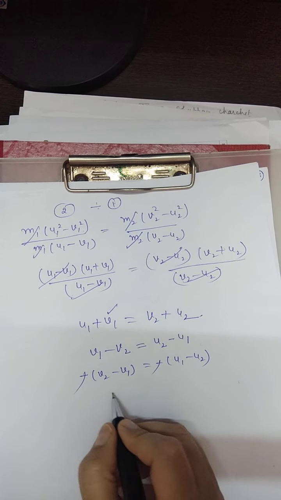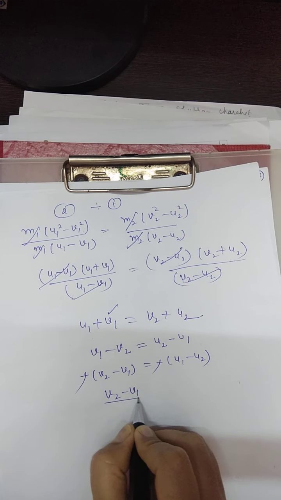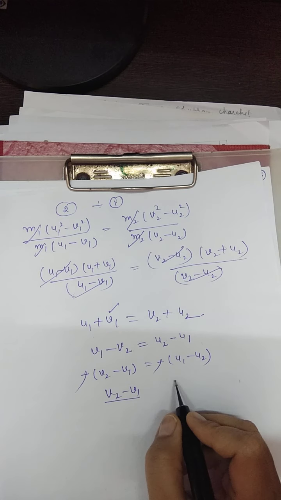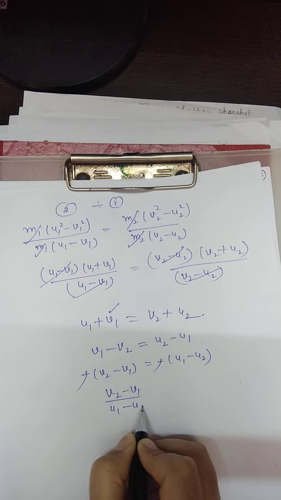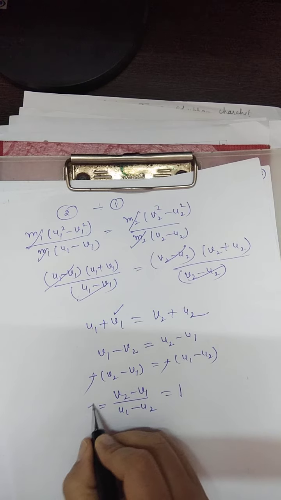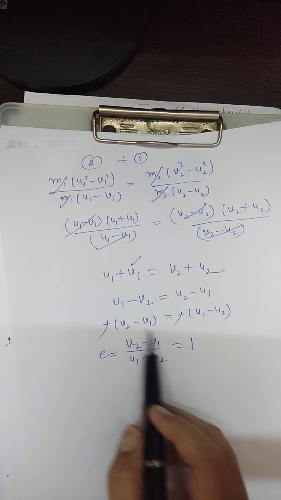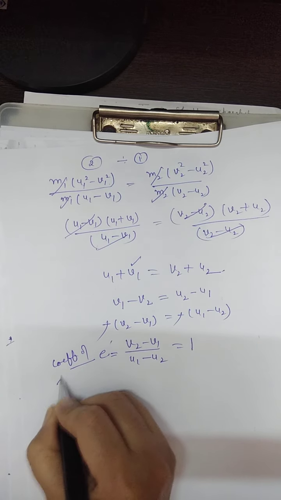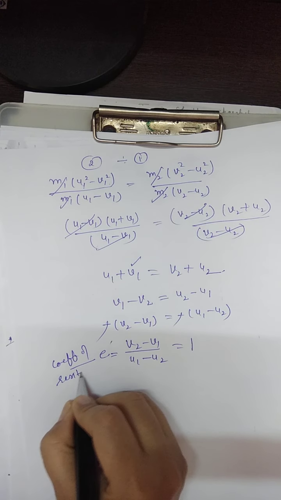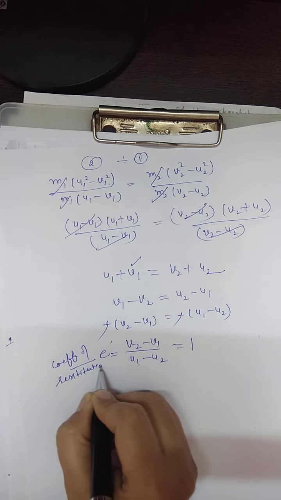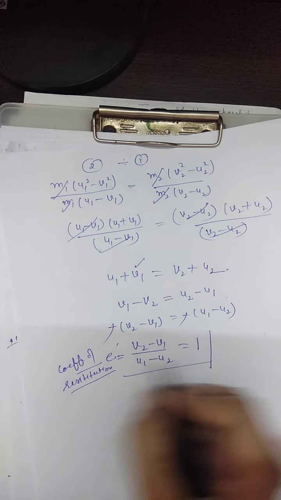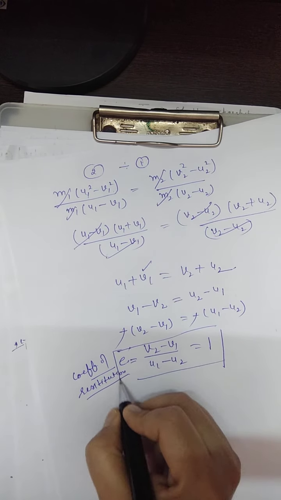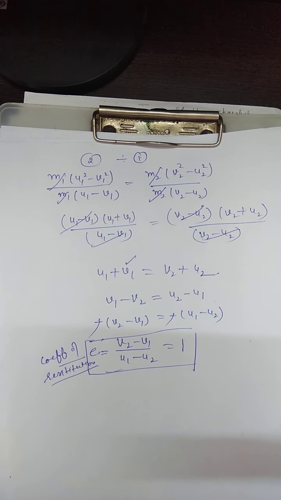This gets cancelled out and divide it. You can bring it in the numerator and divide on both sides. This is over u1 minus u2. It is equal to 1. And what is this? This is E. E is equal to 1. This is the coefficient of restitution for elastic collision. And this is very important. This is asked in the exam. Prove that for an elastic collision, the coefficient of restitution is 1. Okay, in the next video, I will tell you how you can find the velocities of the masses.